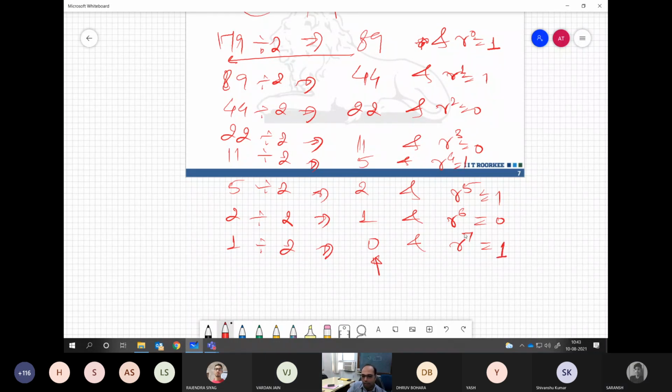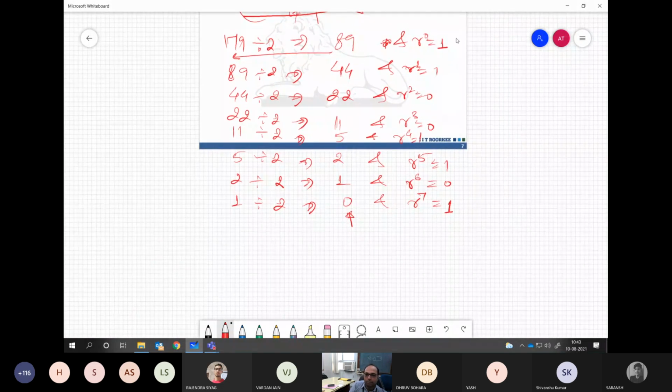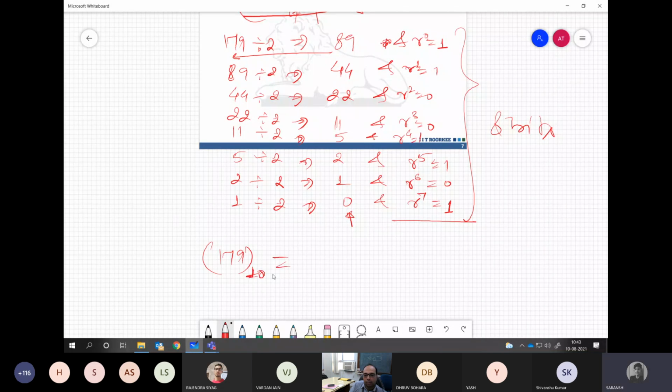So how many places, how many bits do we have over here? 8 bits. Now, can you write out what this number has become? 179. 1 1 0 0 1 1. So always we start writing from what? Least significant bit, right? 1 0 1 1 0 0 1 1.